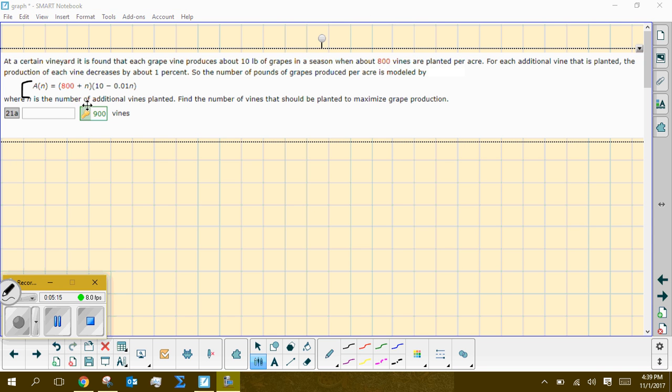It says at a certain vineyard, it is found that each grapevine produces 10 pounds of grapes in a season when about 800 vines are planted per acre. It says for each additional vine that is planted, the production of each vine decreases by about 1%.